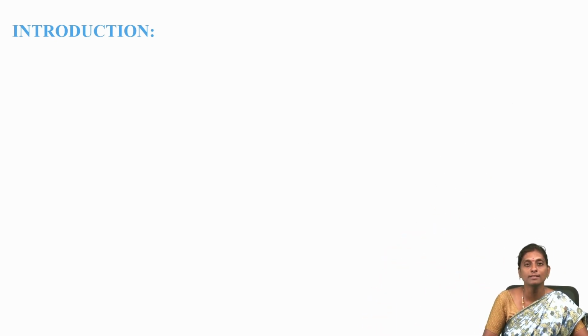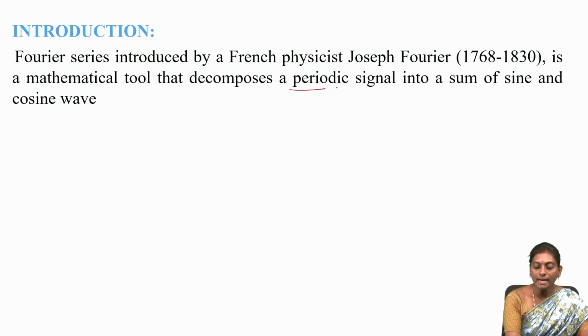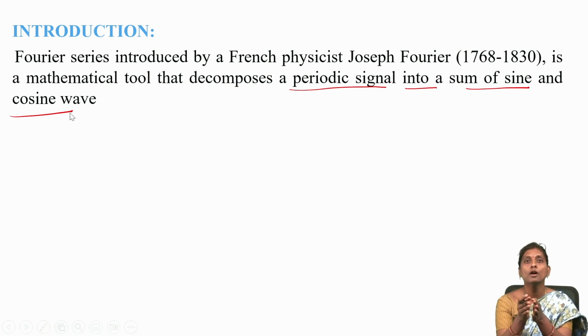What is Fourier series? Here I will tell you the conditions for the Fourier series and some basic formulas. Fourier series, introduced by the French physicist Joseph Fourier, is a mathematical tool that decomposes a periodic signal into a sum of sine and cosine waves. So your complex periodic signal is decomposed into a sum of sine and cosine waves.